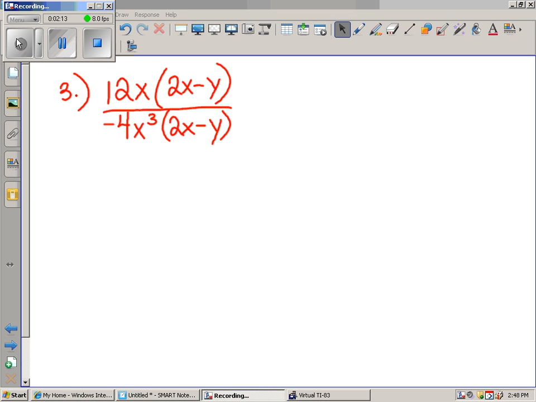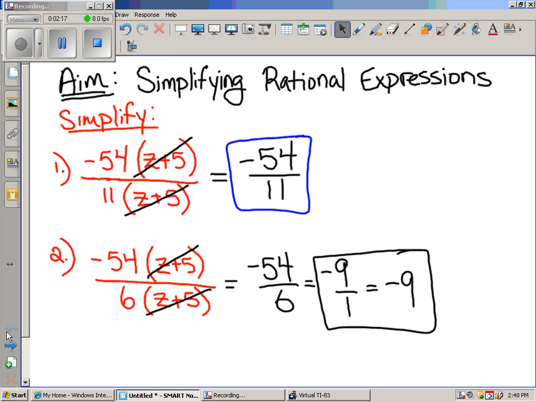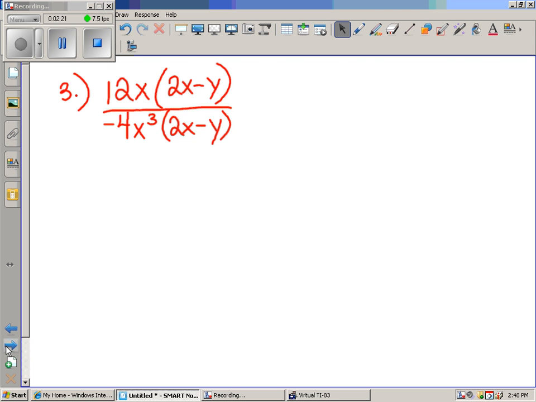So problem number 3 is similar to these other two problems that we took care of. It's just got maybe a few more variables, a few more numbers to take care of. So same thing. Check it out. The stuff in parentheses completely matches. We reduce it. Okay. And now look what we have left over after we reduce that. We got 12x over negative 4x to the third.